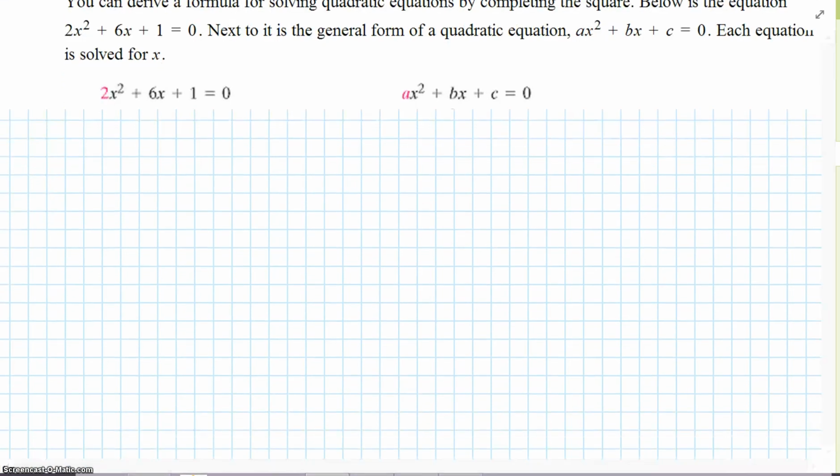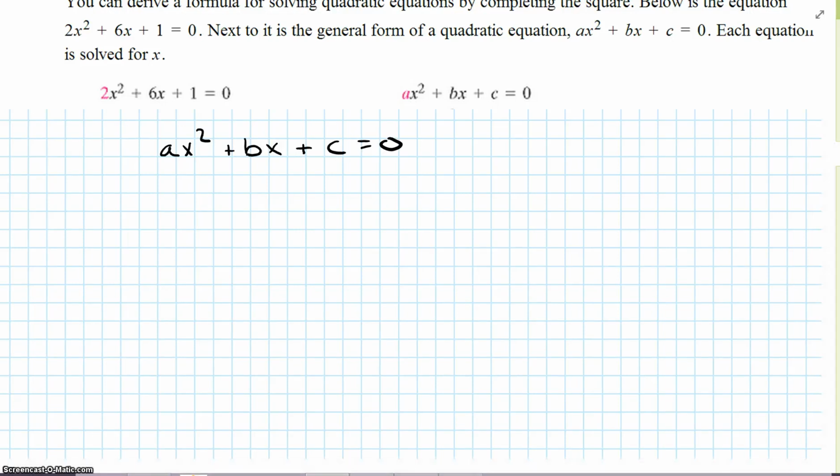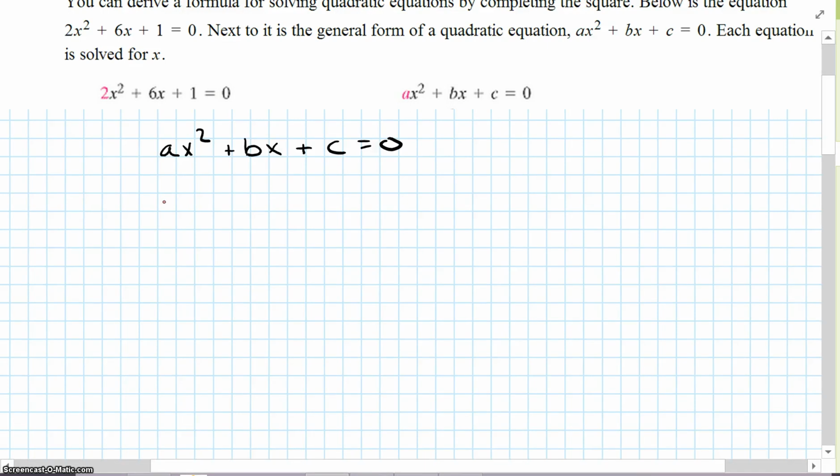So let's set a quadratic equation in standard form. So I got ax squared plus bx plus c equals 0. Let's solve for x. So the first step is let's subtract c to each side. Alright, I do that. I get ax squared plus bx equals negative c. All I did was subtract c to each side.